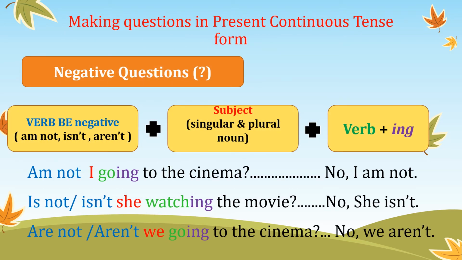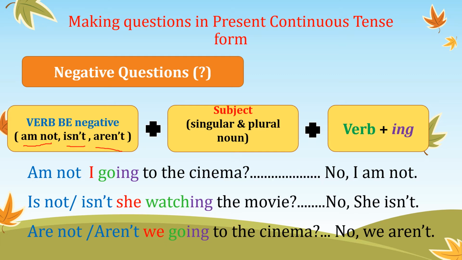Now we are going into the second type of questions, which is negative questions. How to make negative questions in present continuous tense form. Okay, now let us take a look at the structure first. As usual, we must start with the verb be, but this time we must add the word not. Verb be negative. For example, am not, isn't or is not, aren't or are not.